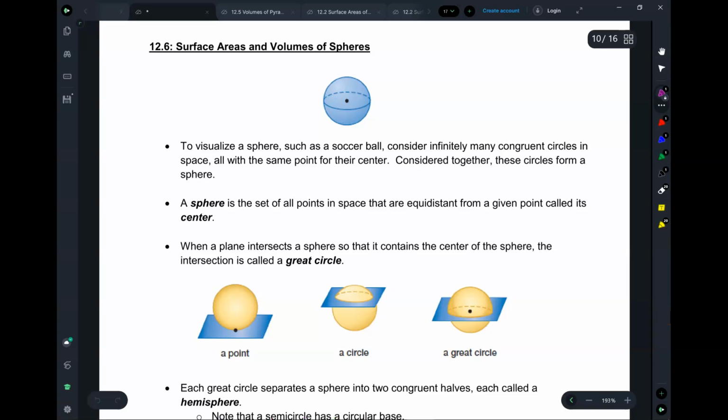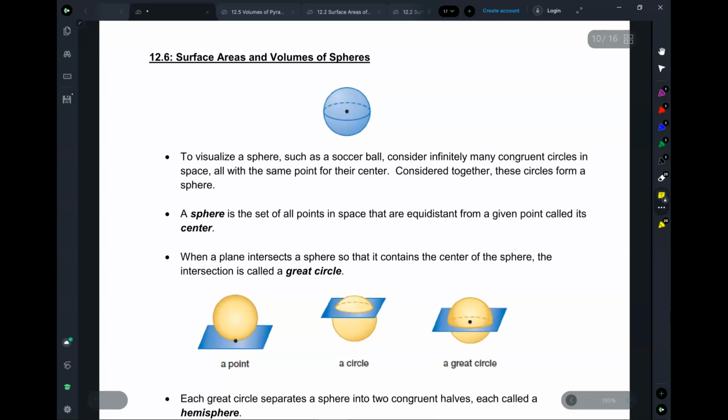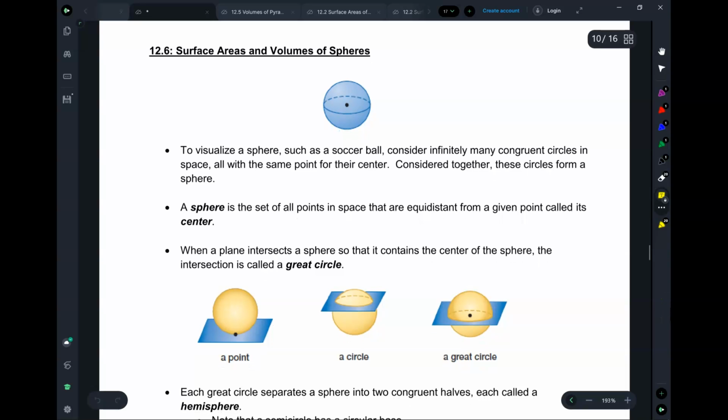So, I am a little bit partial to these spheres. Okay, so this is 12.6, which is on surface area and volume of spheres. We're just going to do surface area now. Tuesday, you're going to have a quiz on all the surface area. That's 2.5 lessons. And then we're going to move on to volume, so we're going to revisit 12.6 later.